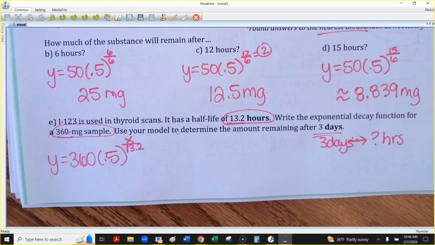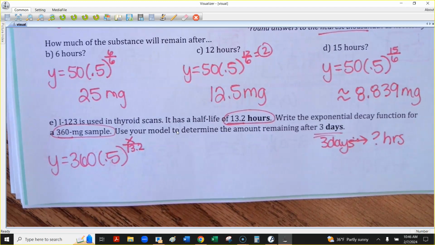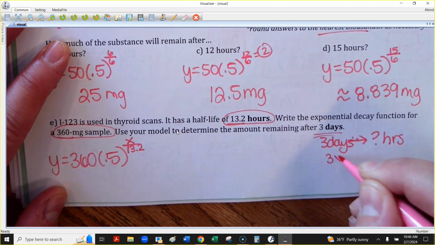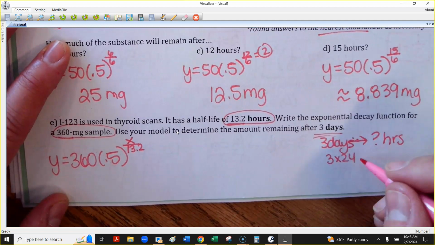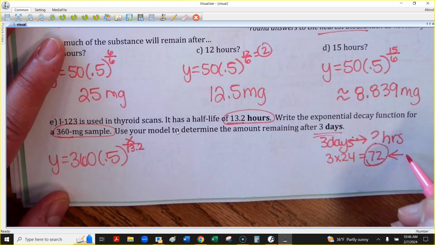How would I figure out how many hours are in 3 days? What do you think? You can add, yep, either way. If you want to just add 24 three times, or you could do 3 times 24 because there's 24 hours in a day. Should be 72. So just use this, this is going to be what you want to plug in for x.